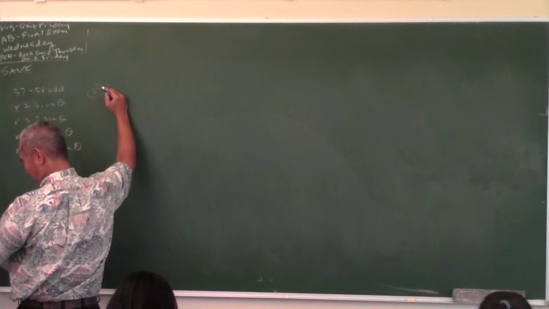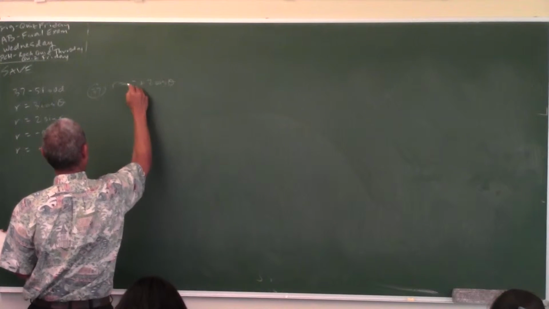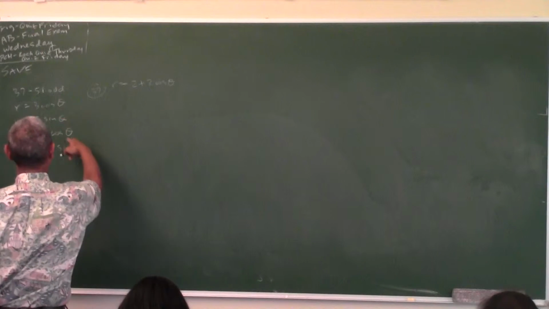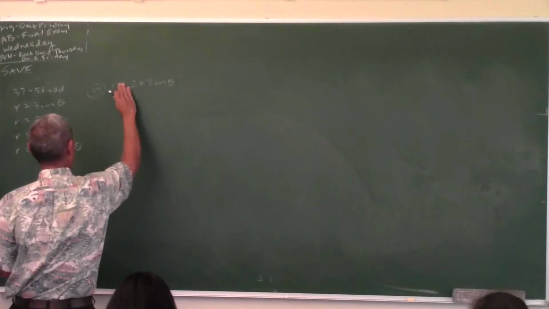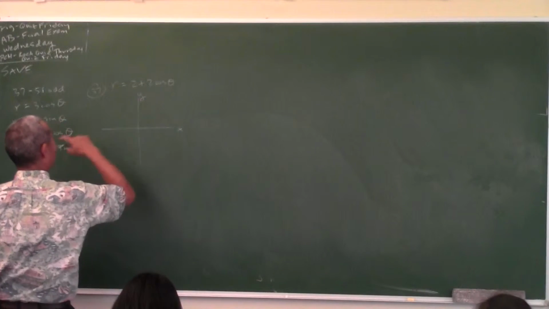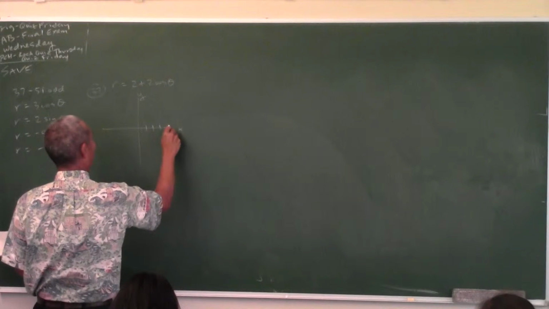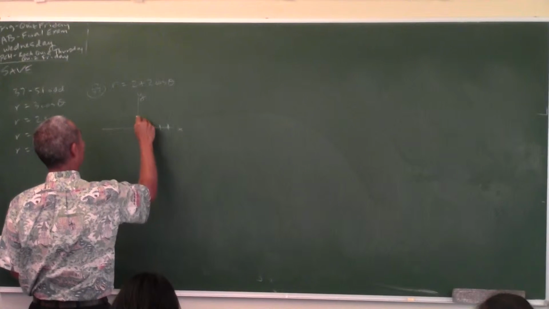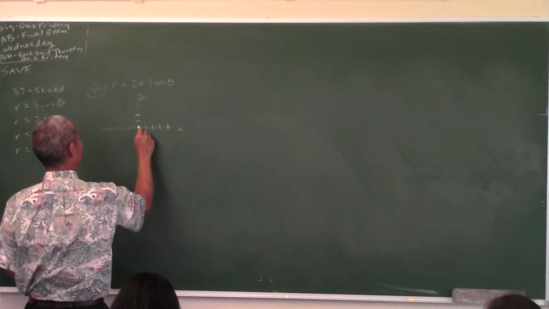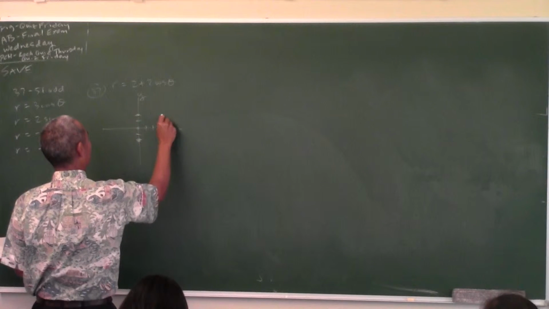37. So for real, r equals 2 plus 2 cosine theta. Hey, that's a limaçon. Now, how did I tell you to do the limaçon? You plot the quadrantal angles. So if you plug in 0, you get 4. You plug in 90 degrees, you get 2. You plug in 180 degrees, you get 0. You plug in 270, you get 2. Connect the dots.